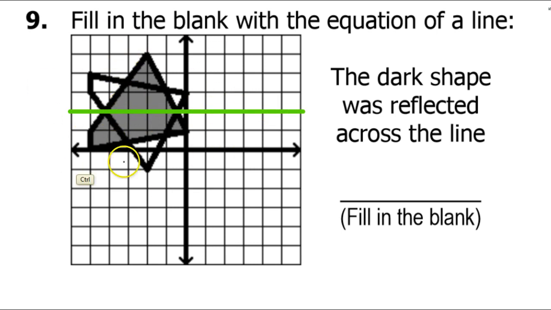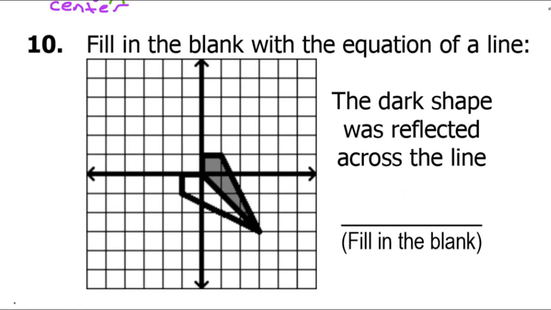If you just look at the picture as a whole, look at the original and the reflection, just look at the whole picture, and hopefully you can see that it's the same above and below this line. So this is the reflection line. A horizontal line is always going to be y equals something. So y equals what? Well, this line is at a height of 2 units above the x-axis. So this is the line y equals 2. So that's the line that the shape was reflected across, y equals 2.